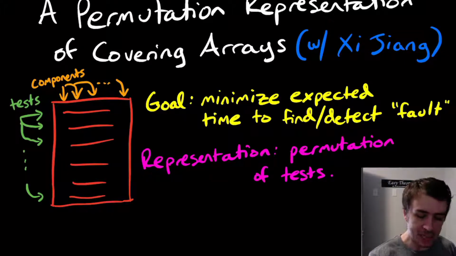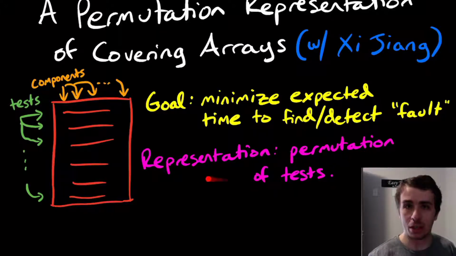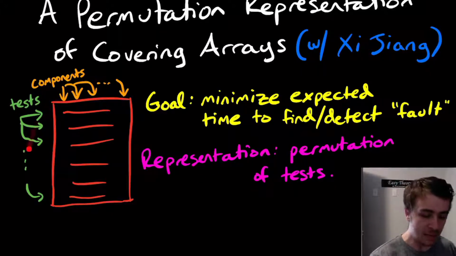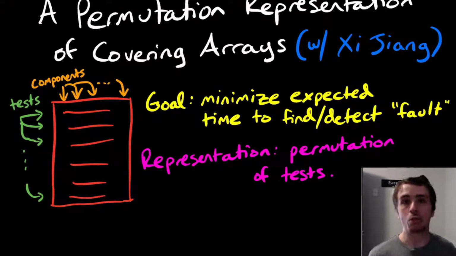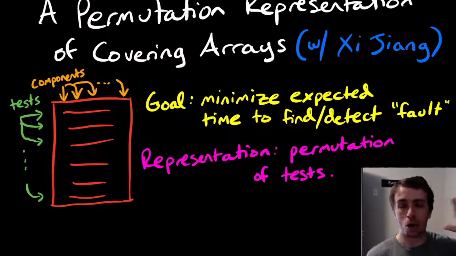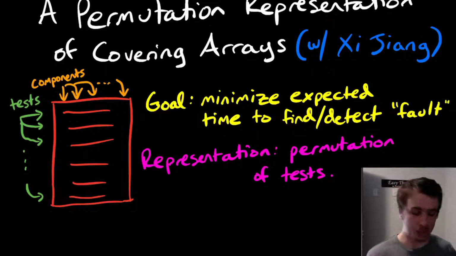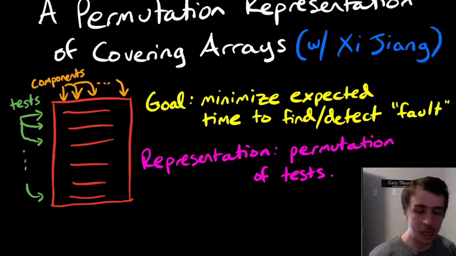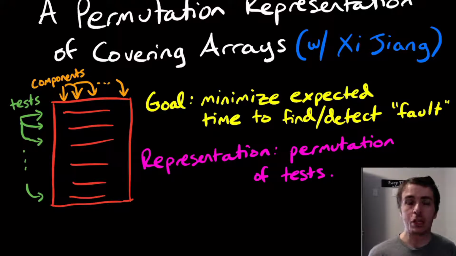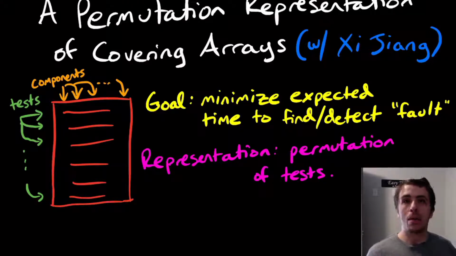So the representation here is a permutation of the tests. So instead of having the entire test suite being the whole representation, we're only storing the permutation of the rows here being the tests. And the advantage here is that not only is this smaller, but the operator for crossbreeding individuals is very natural here, because if you have two permutations, ordered crossover will allow you to do that.